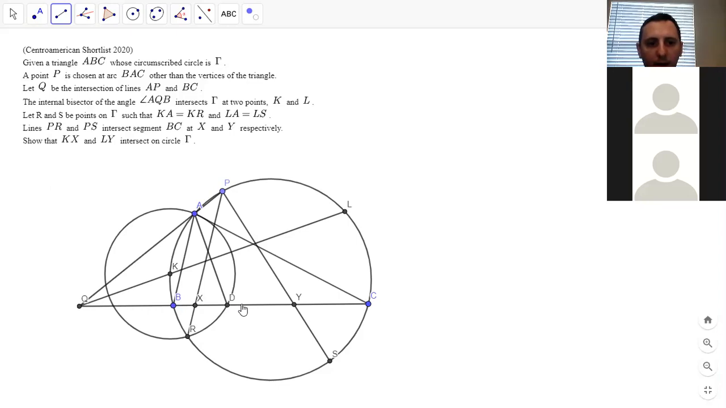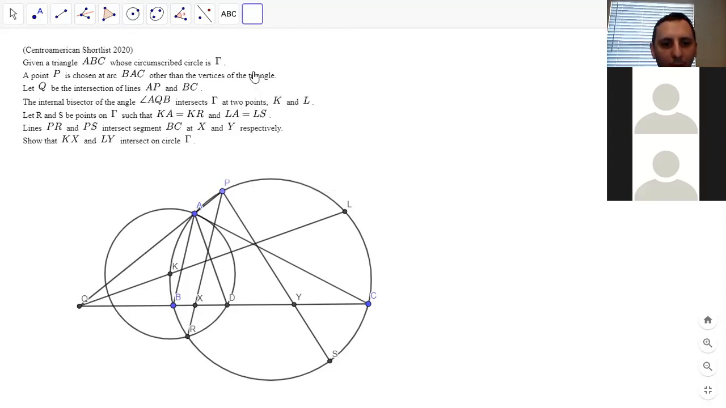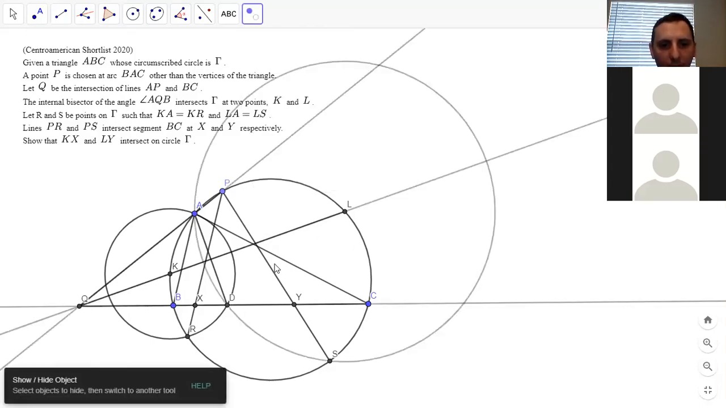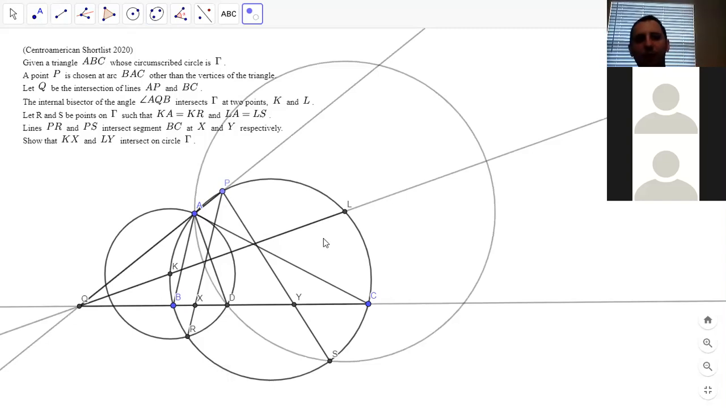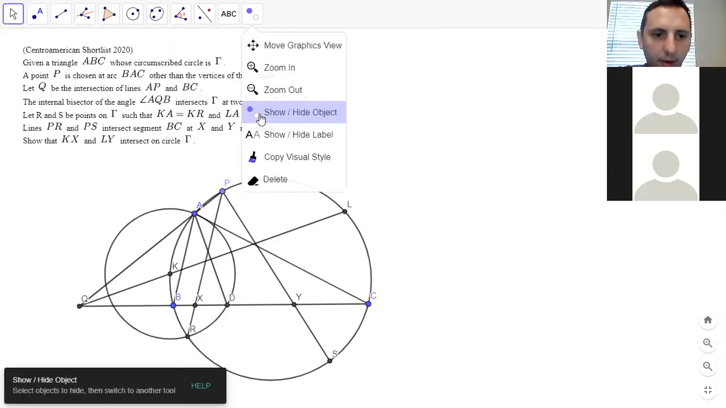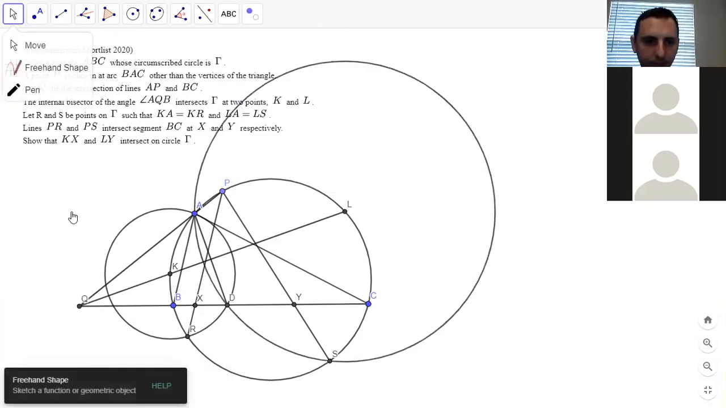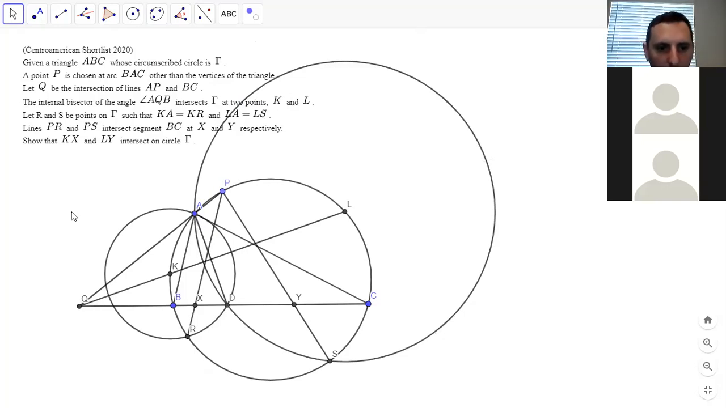And then from there, how do we show that? Well, this circle is defined with radius. So therefore we know D lies on the circle with center L passing through A and C. Interesting. All right, so I'm gonna unhide that circle. So we want to show KX and LY intersect on it.